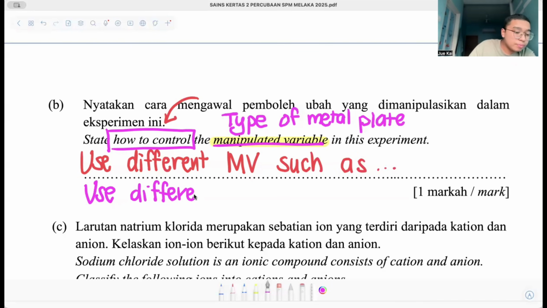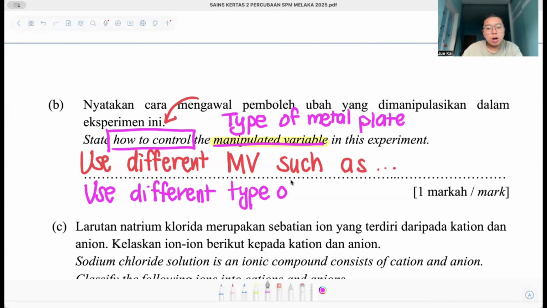Use different type of, wait, it's lagging. Wait. Type of metal plate. Okay, students, or even my friends, actually ask me, can I write such as? Is it safe to write such as? Because such as is like providing an example.